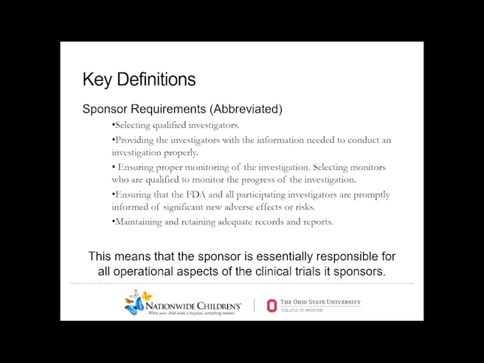So this is just an abbreviated summary of some of the requirements that a sponsor has, which in an IIT, the PI also has. So they have to select qualified investigators, provide those investigators with the information that they need to conduct the investigation properly, make sure there's proper monitoring of the trial, and select monitors who are qualified, ensure that the FDA or any other participating investigator is informed of any adverse events or risks, and maintain and retain adequate records and reports. So this means you're responsible for all operational aspects of the clinical trial.